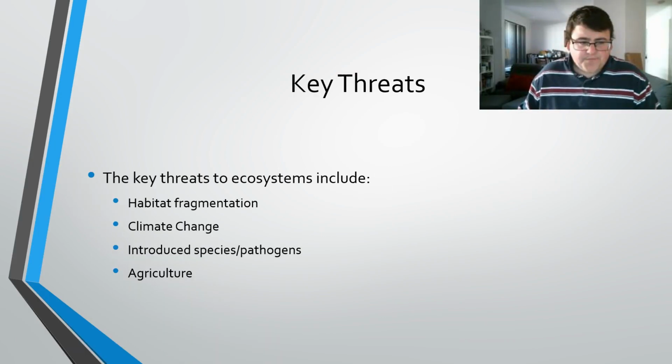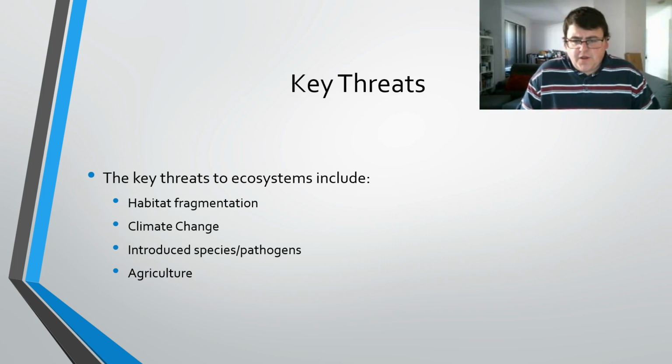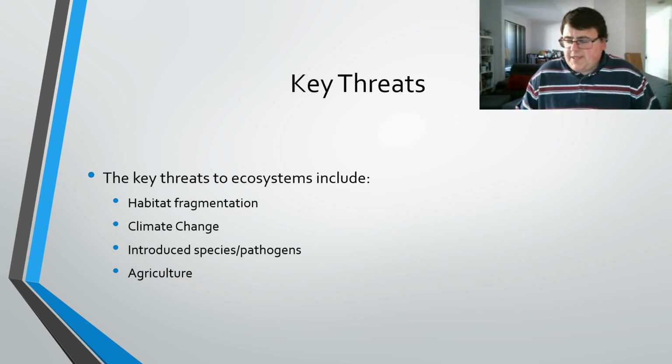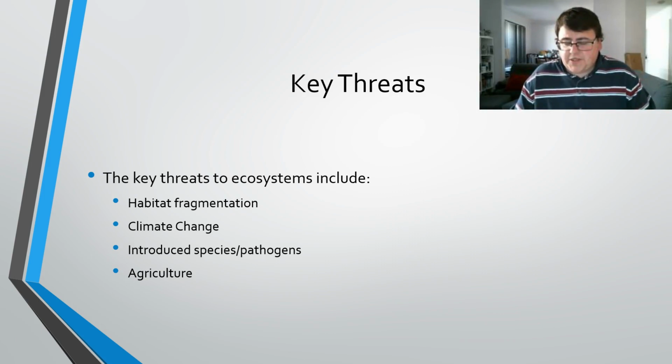Let's begin. So first off, we're talking about human impacts. What are the main impacts that we're talking about when we say human impacts and how humans have this pull on ecosystems? The key threats to ecosystems that come from humans are habitat fragmentation, climate change, introduced species or pathogens, which are species themselves anyway, and agriculture. They are the four main things that are affecting ecosystems.